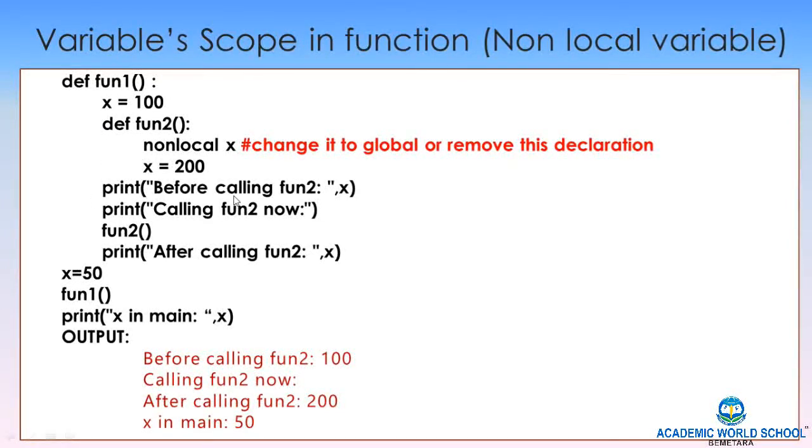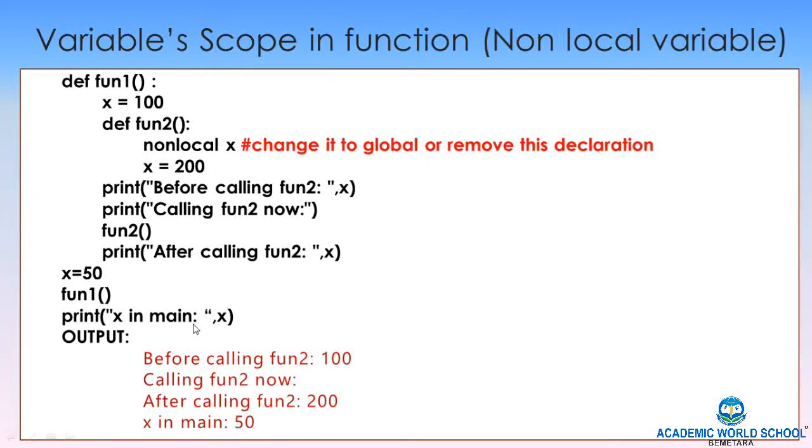Now fun2 is called. After calling fun2, the value of h is 200. Now the function is over. Print h in main: 50 again. Why? Because it is a local variable. H is a local variable in main, it is not declared non-local.